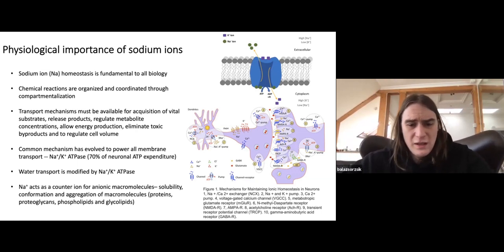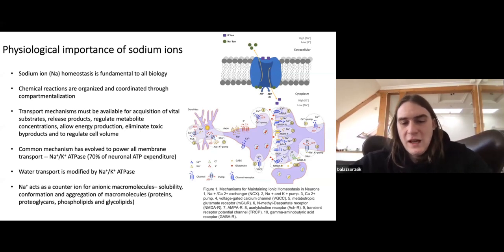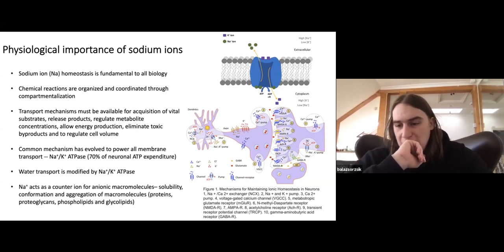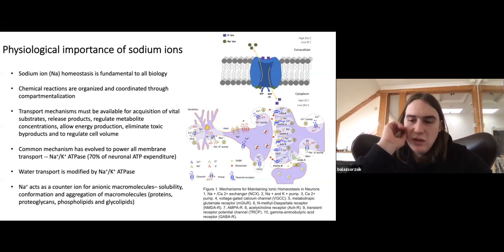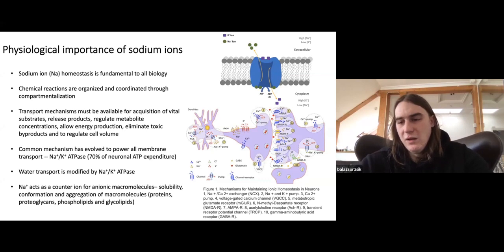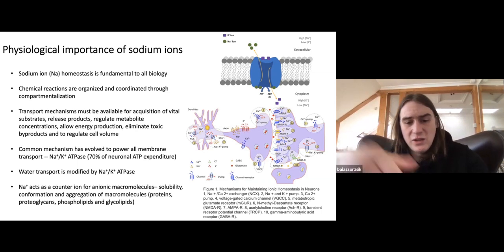Another role of sodium is in countering the electrostatic forces on anionic macromolecules. So there are electric interactions between functional groups, and sodium plays an important role to balance these. And the outcome is that these interactions define the properties of these macromolecules, such as conformation, aggregation, solubility, and so on.